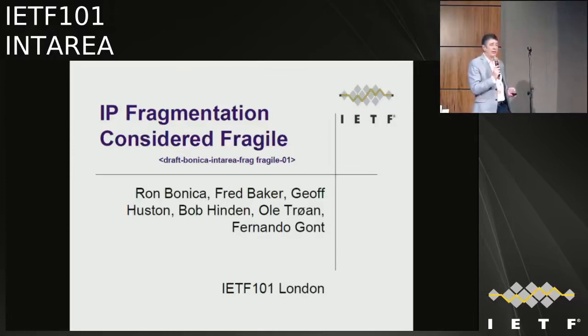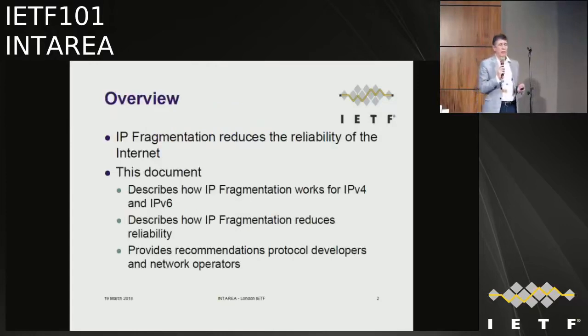What are we doing in this draft? Well, we've known for a long time that fragmentation reduces the reliability of internet communication. In this document, we talk a little bit about what fragmentation is. In fact, we do it in the document, and we'll skip over it in the presentation. We'll talk about how fragmentation reduces reliability, and we'll put out some recommendations for protocol developers and network operators.